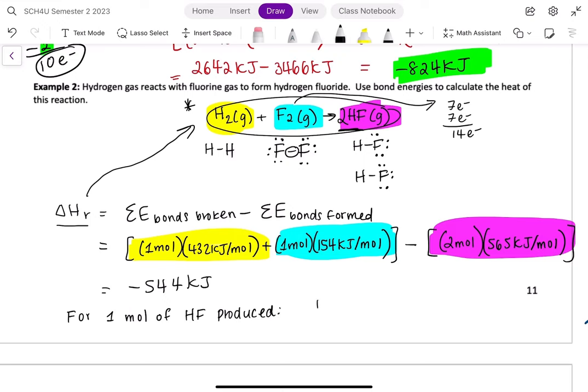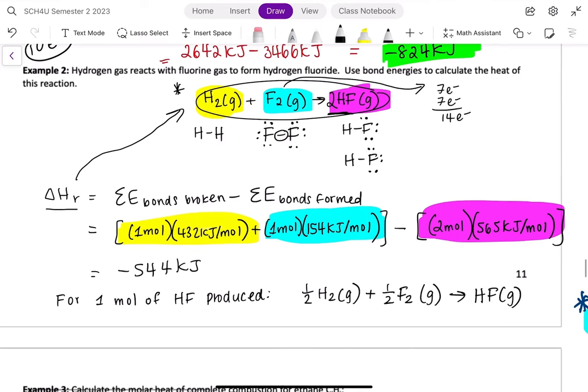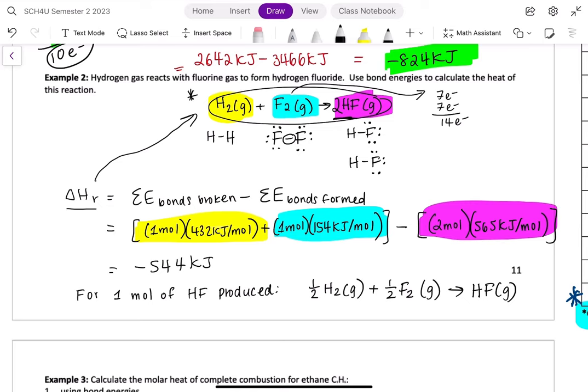produced, your balanced equation is going to be 1/2 H2 gas plus 1/2 F2 and 1 mole of HF gas. So now if the question said solve for the heat of this reaction, you would multiply your bond energies by 1/2 for H2, 1/2 for F2 bond energies, and just multiply by 1.